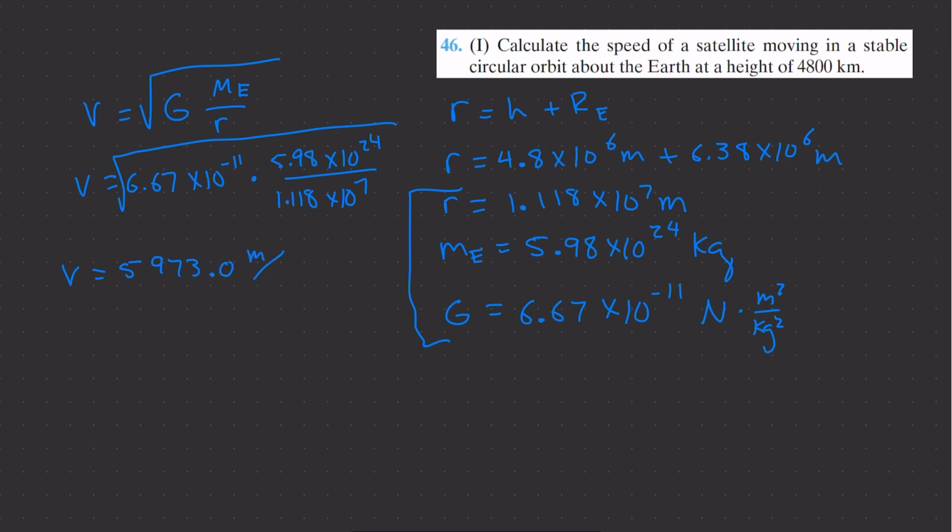5,973.0 meters per second. Now, of course, we'd only want to take this to 3 significant figures because that's the best we have in our calculations. So in that case, it would be something like 5,970. If you make the argument that it's just 2 significant figures, 6,000 would be perfectly acceptable as an answer here. That said, good luck, and I'll see you in the next one.